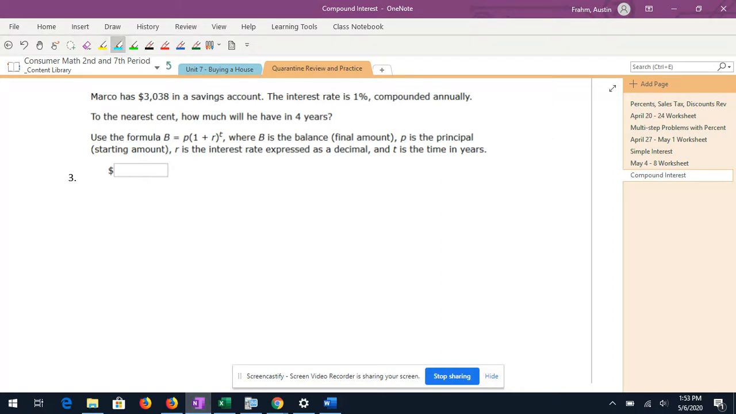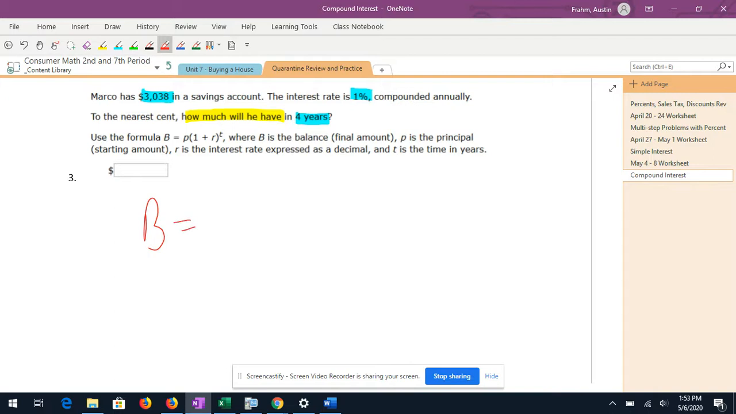Okay, so a good thing to do again is to identify all of your different numbers. So 3,038 is the principal or the starting amount. The interest rate is 1%. We're going to have to change that into a decimal. And the time is 4 years. And they are asking us for how much will he have. So we are calculating for B. When we calculate for B, that will be our final answer.